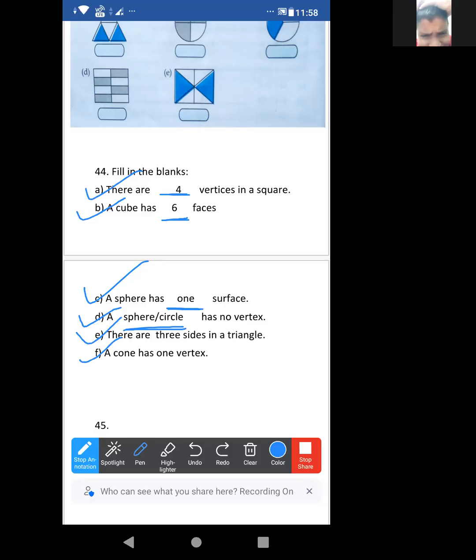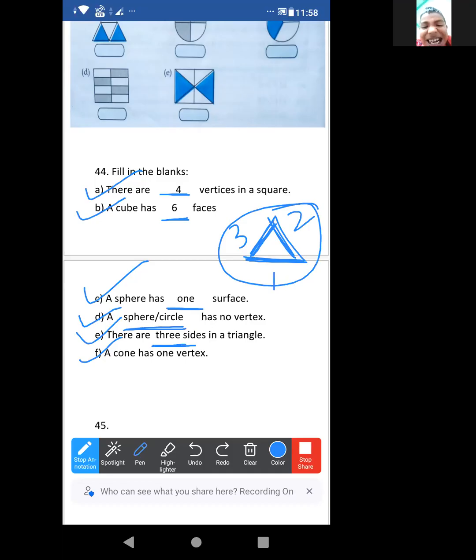Okay. Now look, how many sides are there in a triangle? 3 sides. Look, a triangle means this top. How many sides? One side, first, this one is the second side, and this one is the third. So 3 sides are there. Write 3 sides over there.